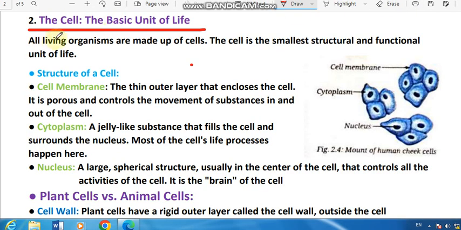The basic unit of life. All living organisms are made up of cells. The cell is the smallest structural and functional unit of life.